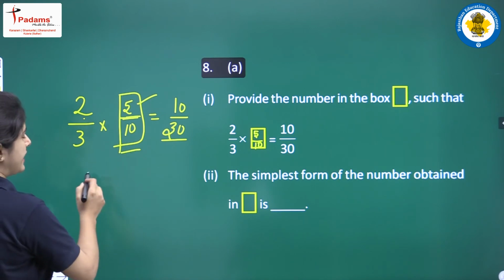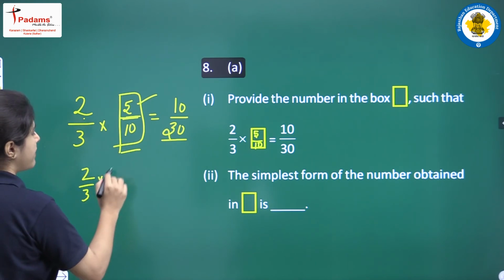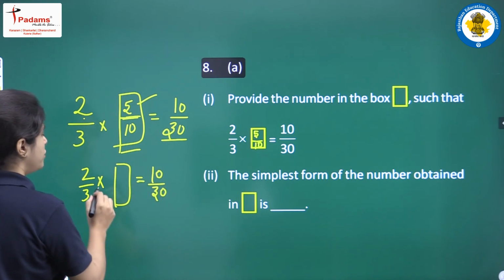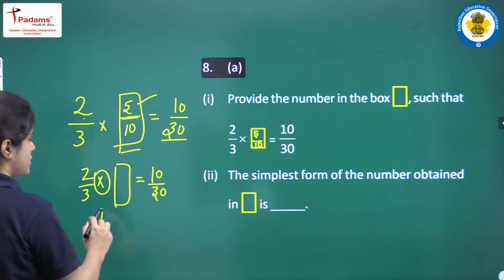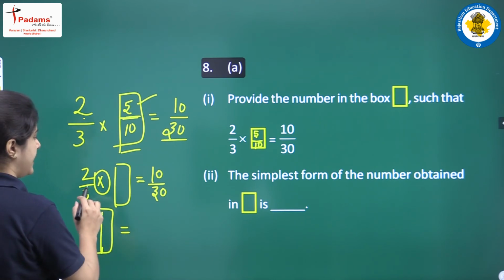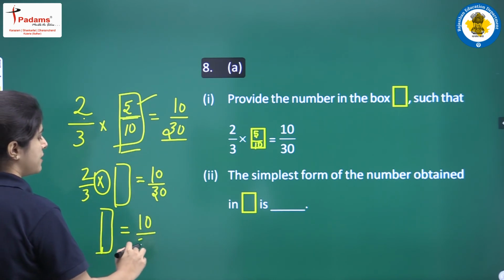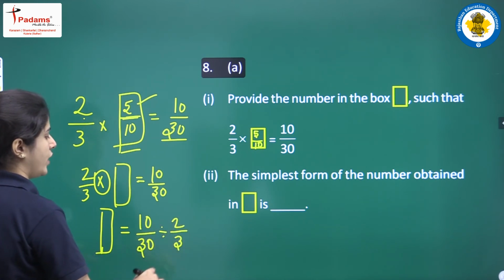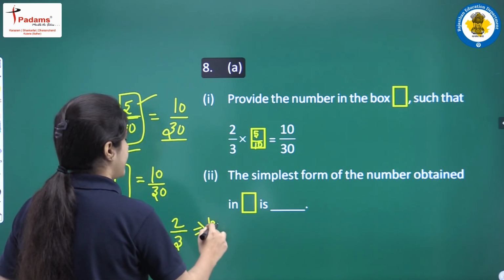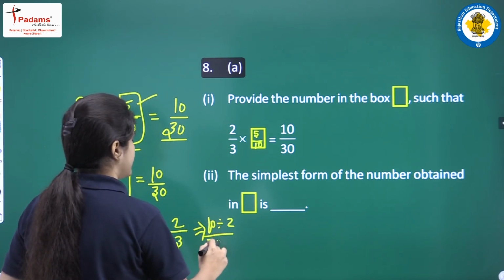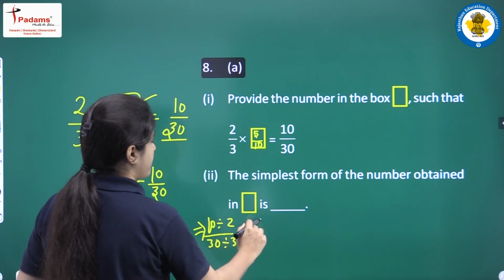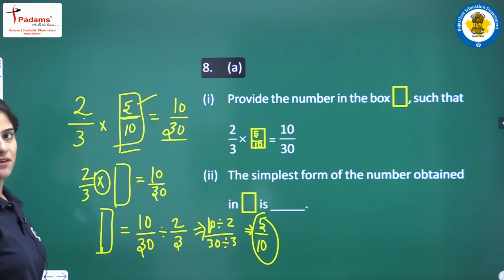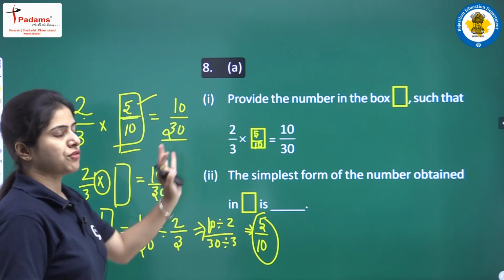You can also do it like this: you do not know the value of the box, but you know that this is in multiplication, okay. So, you can keep the box as it is and take the other side in division. So 10 upon 30 divided by 2 upon 3, alright. So 10 divided by 2 and 30 divided by 3. So it is 5 upon 10, alright students. Clearly the same thing that we have done. So this is your first part students.